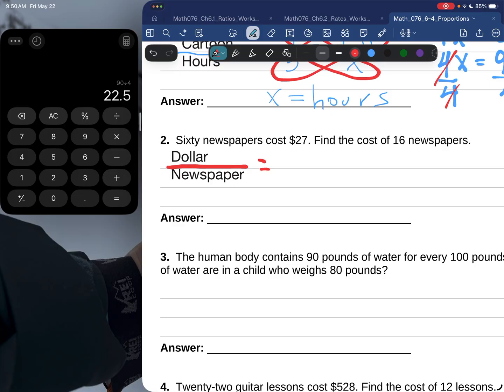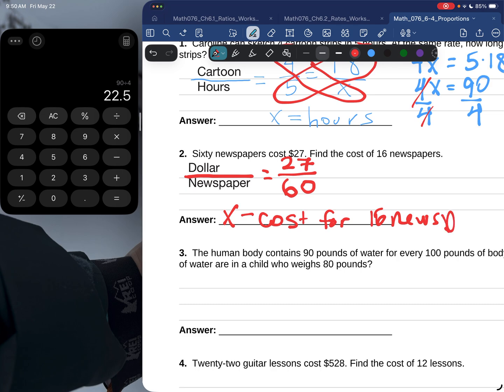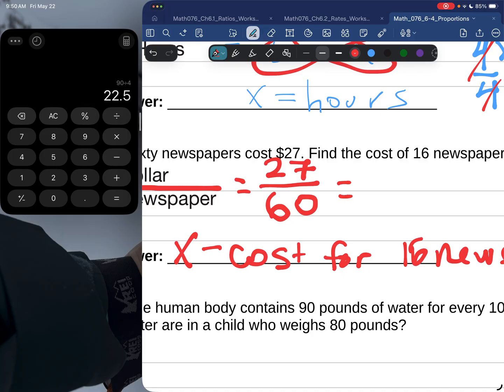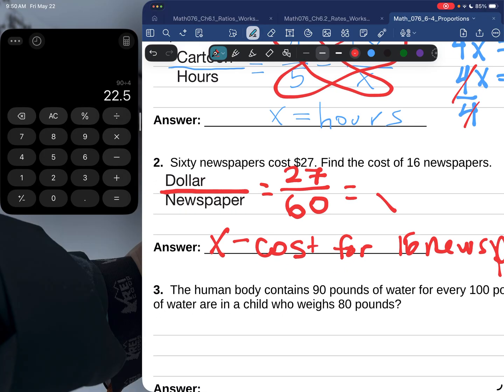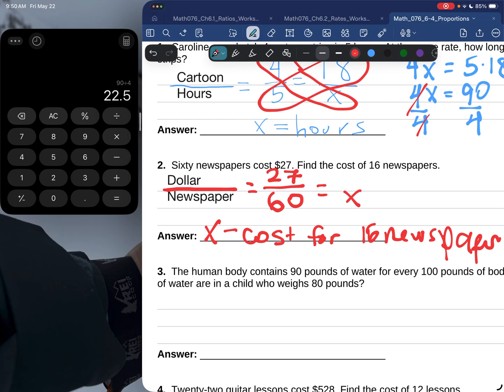Okay, and my first one says I've got 60 newspapers, so 60 goes in my denominator for $27. And then it says find the cost of 16 newspapers. So X is going to be my cost for 16 newspapers. Okay. So newspapers is what I'm solving for, and it goes in the denominator. Oh wait, it says cost. I just messed that up. I put X in for newspapers. That was not correct, okay?